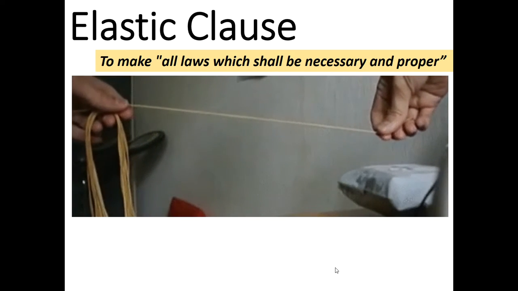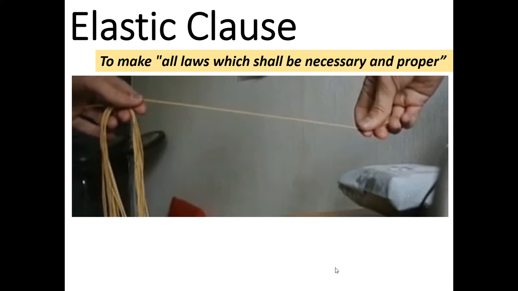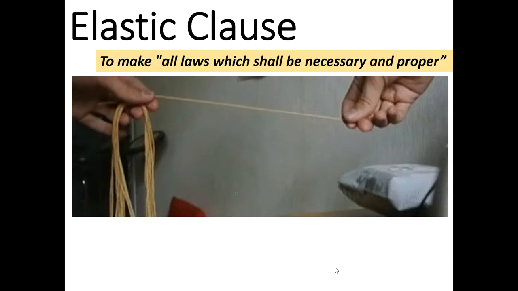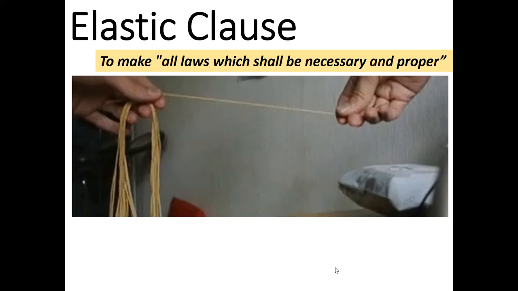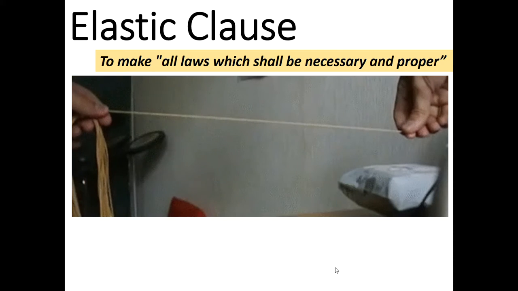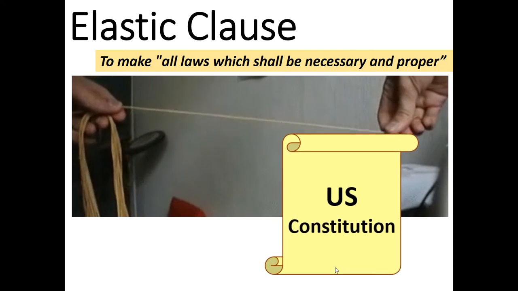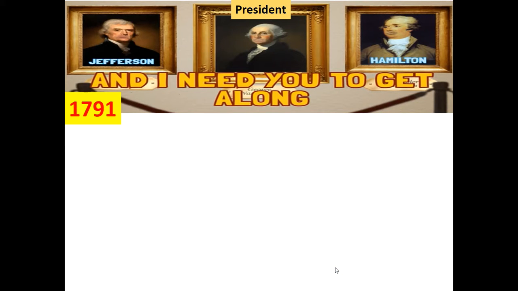It wasn't called the elastic clause then, but after we've looked over it and interpreted it and understood it, we gave Article 1, Section 8 the nickname, the elastic clause, because over the course of history, we have stretched out the meaning of what that means for certain purposes. So we're taking the U.S. Constitution and stretching out what it says we can and cannot do.